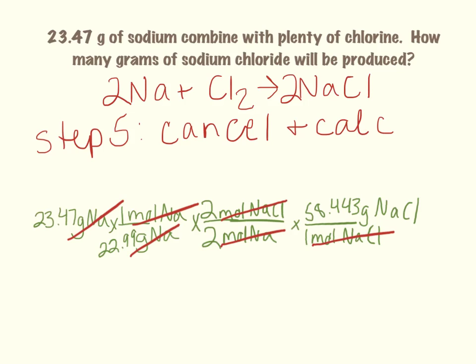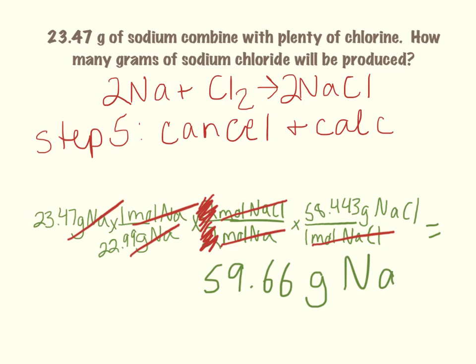Now I'm going to go back and check my numbers. Now I have a 2 on the top right here and a 2 on the bottom. So that means that I can also cancel those out, since 2 over 2 equals 1, since we're dealing with fractions. Remember, cancel out as much as you can number-wise so that we're pushing fewer buttons on our calculator. Because now I can go back to my calculator and I've got 23.47 times 58.443 divided by 22.99, giving me 59.66 grams of sodium chloride.